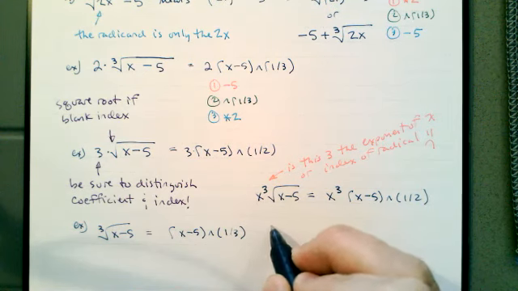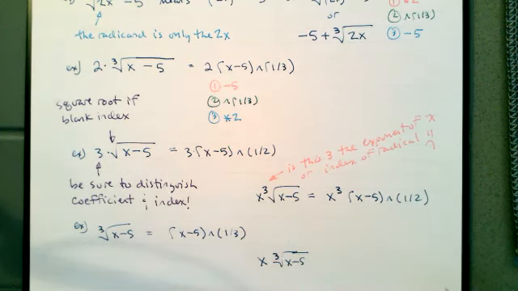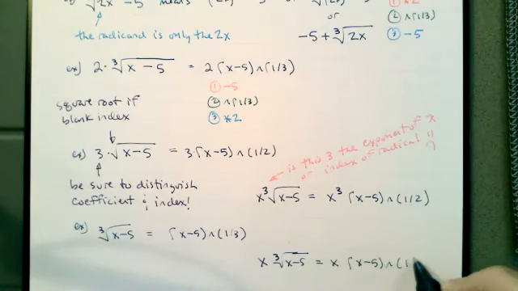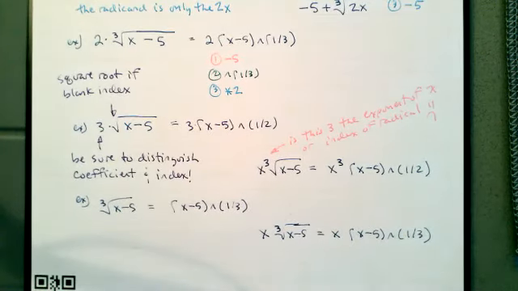But maybe I've written x times the cube roots of x minus 5, and we have the same issue. So we can fix this by saying this is x times an x minus 5 to the 1/3 power. So now we've made it clear because the index of the radical is the denominator of the exponents.